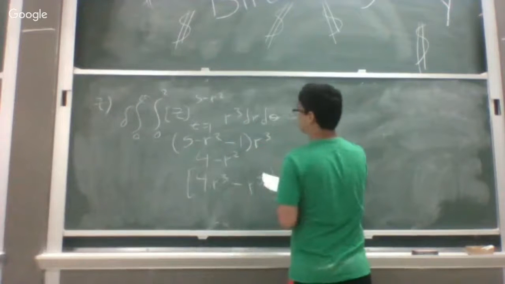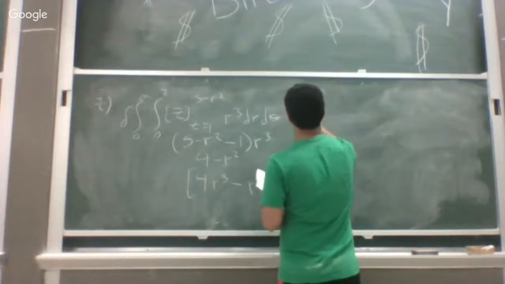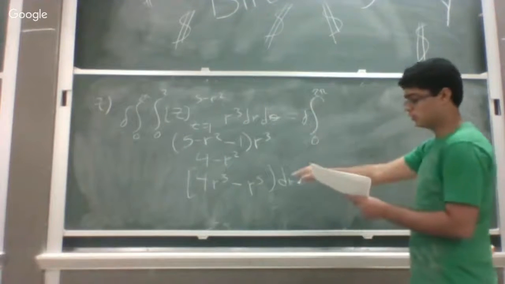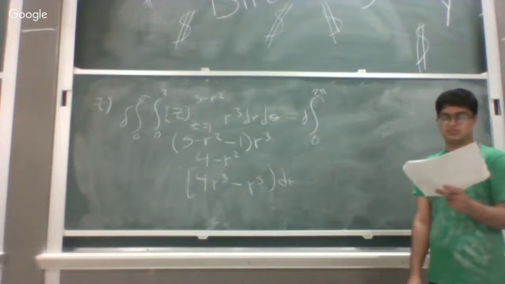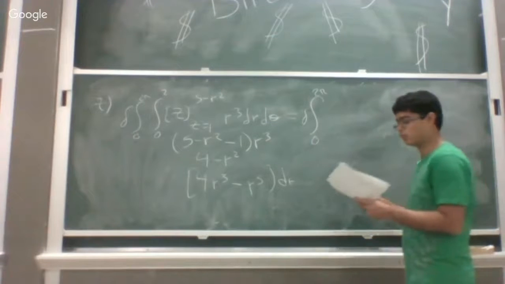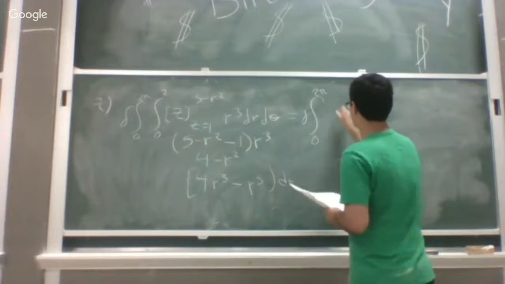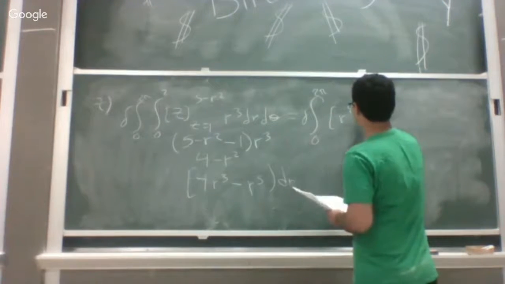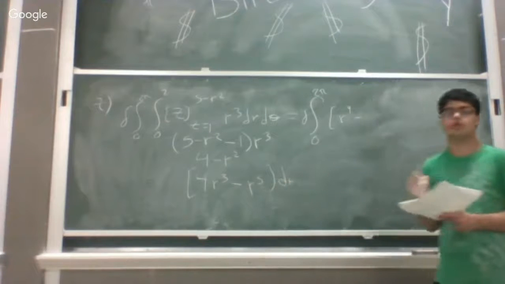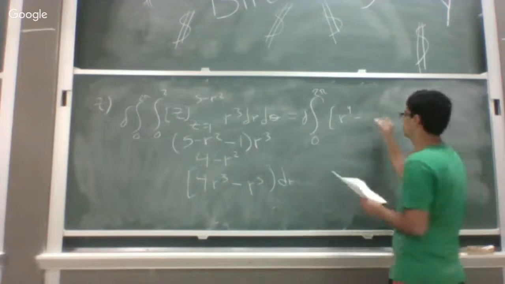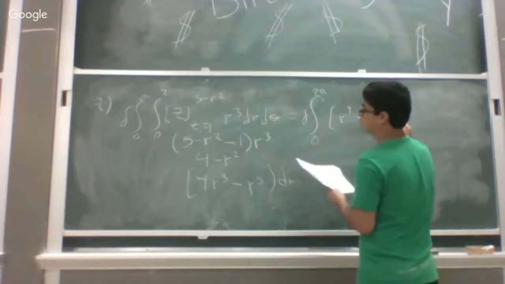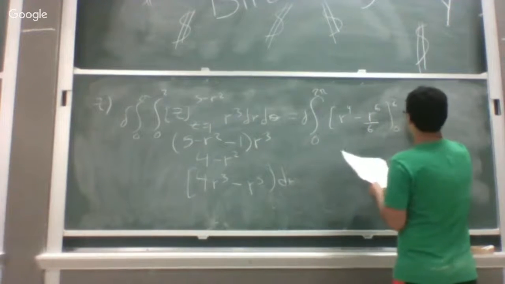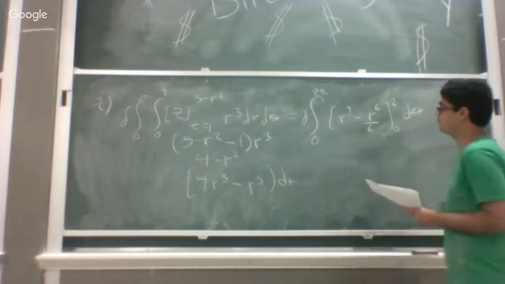So we have from 0 to 2 pi, density on the outside. The integral of 4r cubed is what? R to the fourth. Minus, what's the integral of r to the fifth? R to the 6 over 6. And that is going from 0 to 2. And then we have d theta.